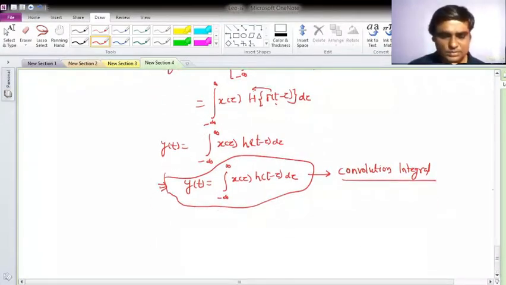Okay, so this is the convolution integral, and once you know the input x which is to be given, and once you know the impulse response of the circuit, then you can find out the output at any point t or at any time t. So this is very important to find out the output of any LTI system, and the impulse response generally gives us the characteristic of the system, right?